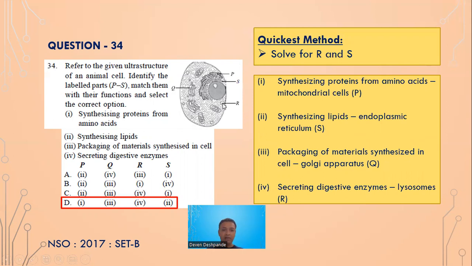And what is R? The R, this small thing here, are lysosomes, which are secreting digestive enzymes. In lysosomes, they secrete digestive enzymes so that nutrition digestion can happen within the animal cell. So this is the correct option.